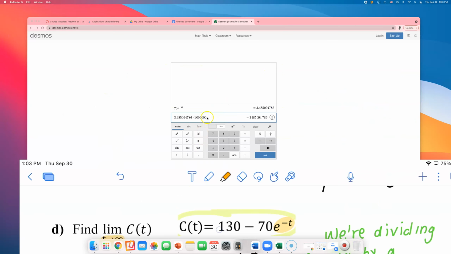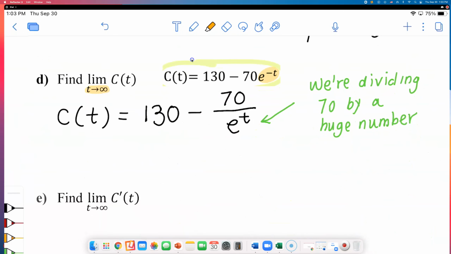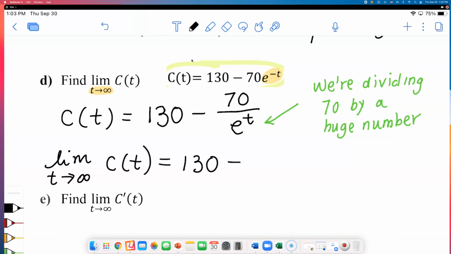Okay, so just to show you real quick, if I do 70 divided by 1,000, that's 0.07. 70 divided by 10,000, that's 0.007. 70 divided by 100,000, it's so small they're using scientific notation. What is it approaching? If you divide anything by a huge number, it's approaching 0. So guess what? The limit as t approaches infinity of c of t is approaching 130 minus 0, which is 130.